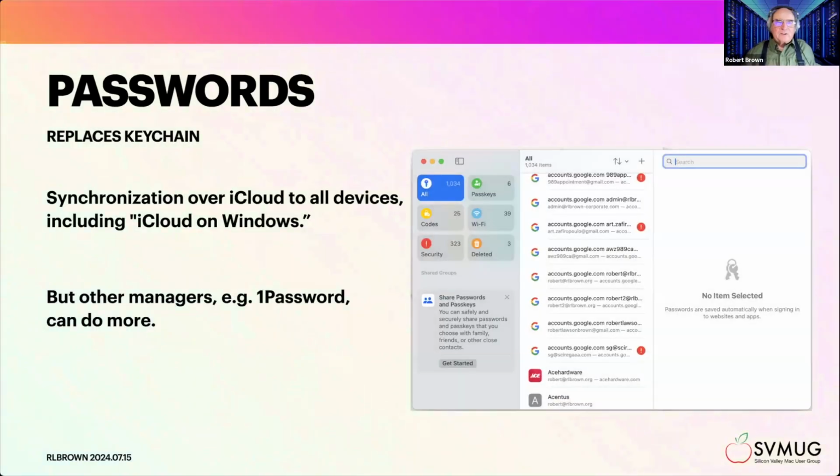All right, we mentioned the new Passwords app, which replaces the old Keychain. And this synchronizes over iCloud to all your devices. That includes iCloud on Windows. So, you know, if you have a PC and have iCloud on Windows, you can use Passwords over there. Now, as was mentioned, the other managers, such as 1Password, do other things besides just the passwords. In fact, maybe I should bring that up and quickly share it with you.